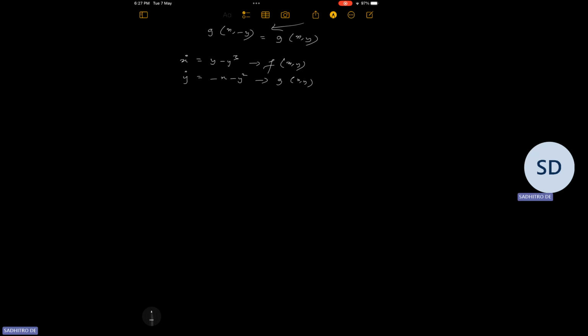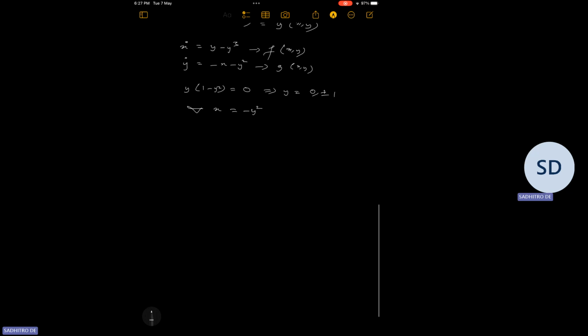So now the fixed points of the system are basically given by the equation 1 minus y squared equal to 0, which implies that y is equal to 0 and plus minus 1, and x equal to minus y squared. So the fixed points would basically be (0, 0), (1, 1), and (1, minus 1). So these are the three fixed points of the system.